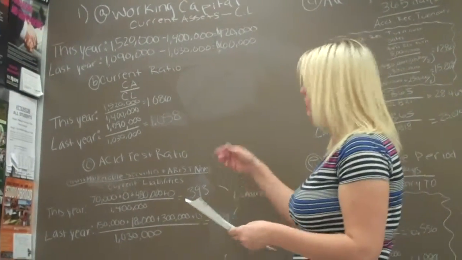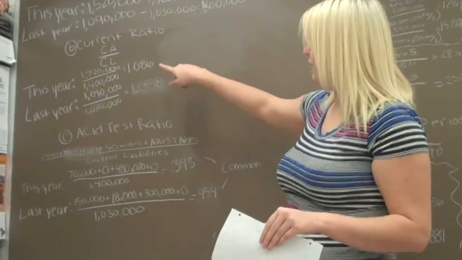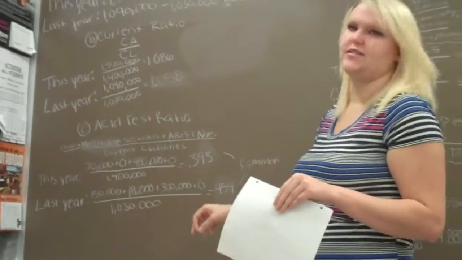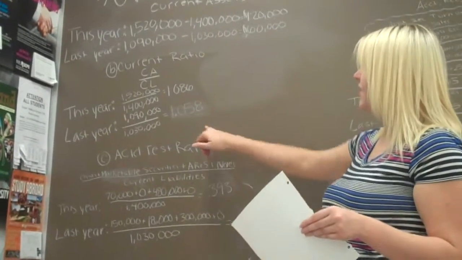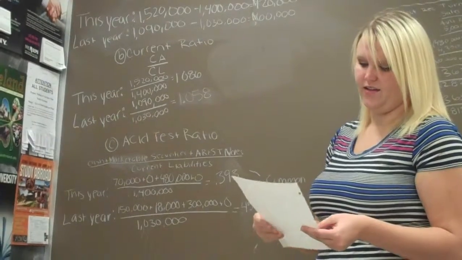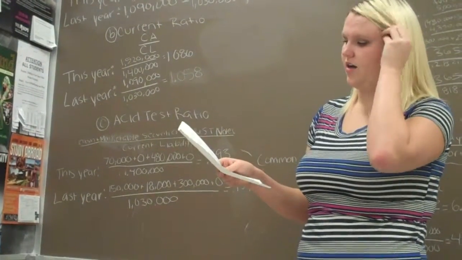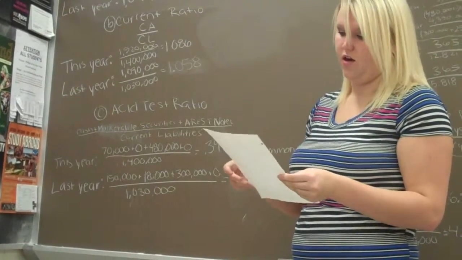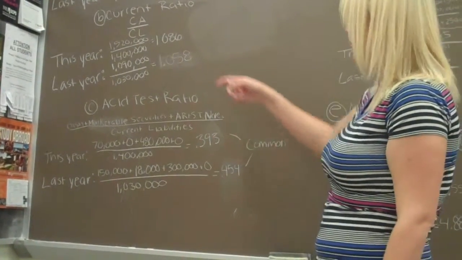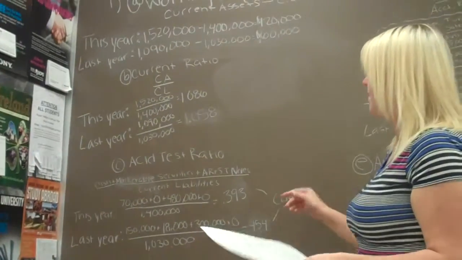But then if you move down to current ratio, which is current assets divided by current liabilities, you have for this year 1.086, which is really good. Last year was 1.058. So improving the ratio, which it did, is a result of stockpiling inventory or a high financial situation. So it's also good for this year because their number went up.